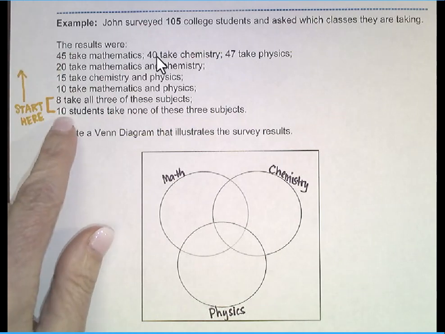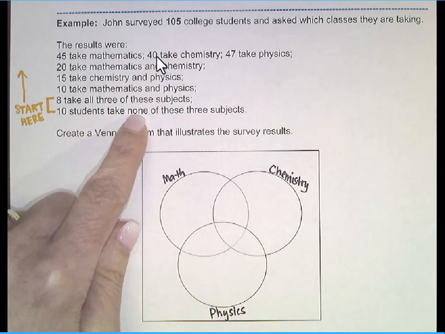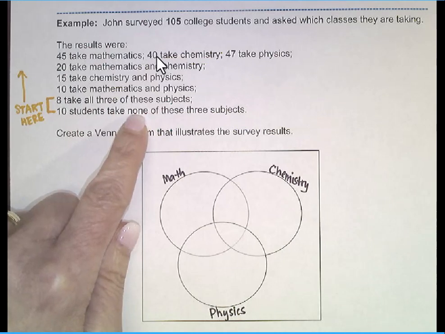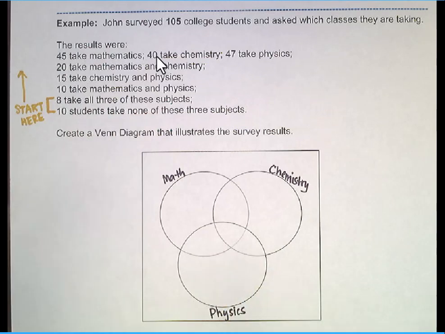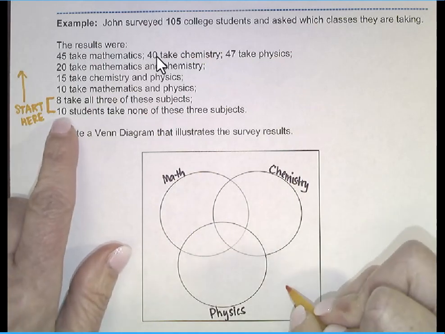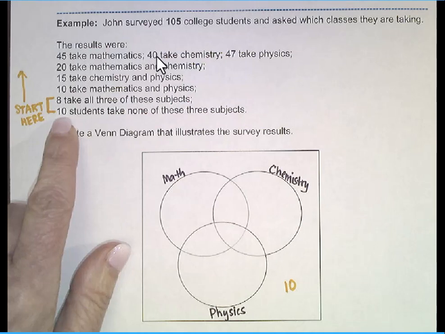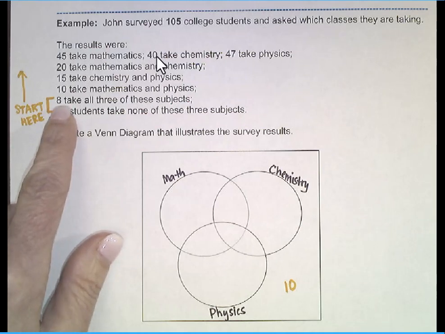It says 10 students take none of these subjects. So we don't, again, kick the students out of the square. They're still inside the universal set. But those 10 students are outside the circles. So put 10 there. And then it says 8 take all 3 subjects.